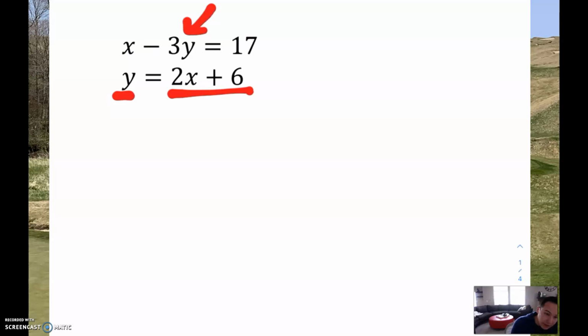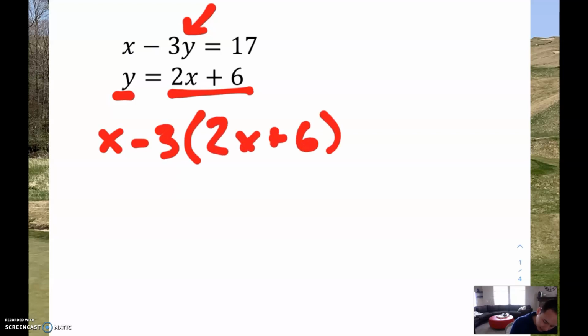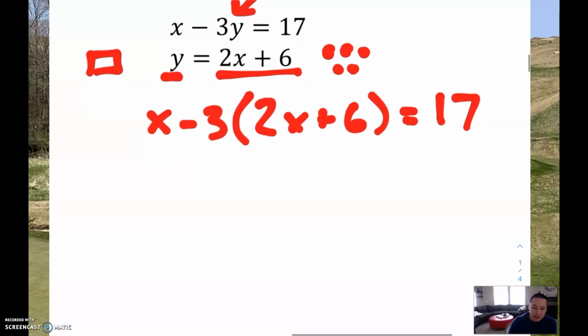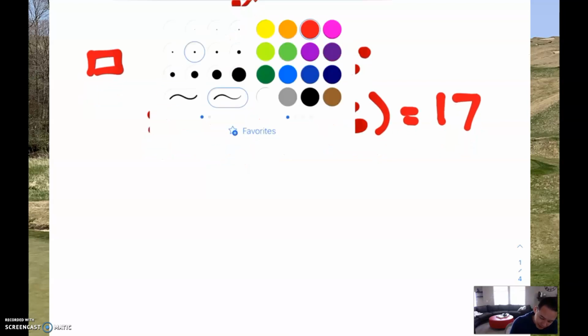So I'm going to rewrite the top one. We have x minus 3, and then replace y with (2x plus 6) equals 17. So hopefully that makes sense. That y was kind of like your dollar bill, and this 2x plus 6 was like your big stack of coins, and we replaced this y with that stack of coins, 2x plus 6. Now it's just a matter of distributing and solving.